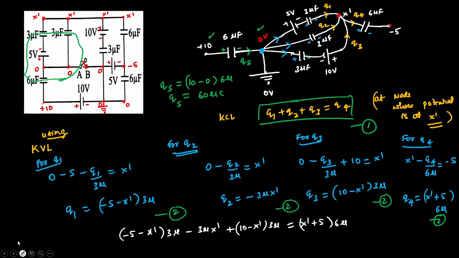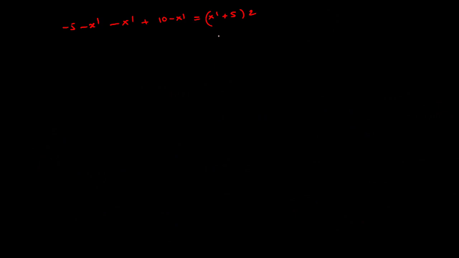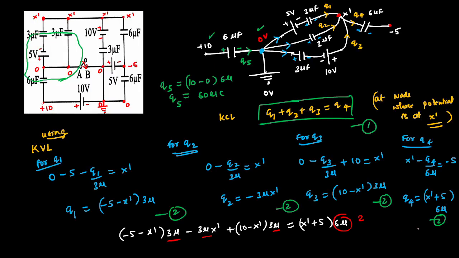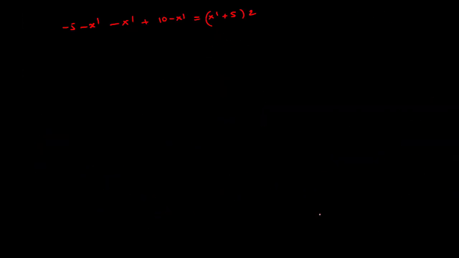You just see what can be cancelled, like 3 micro, 3 micro, 3 micro. This is 2 times, right? So you can just simplify. This is what you'll get if you cancel this 3 micro, and you'll have this multiplied. So 2x' plus 10.